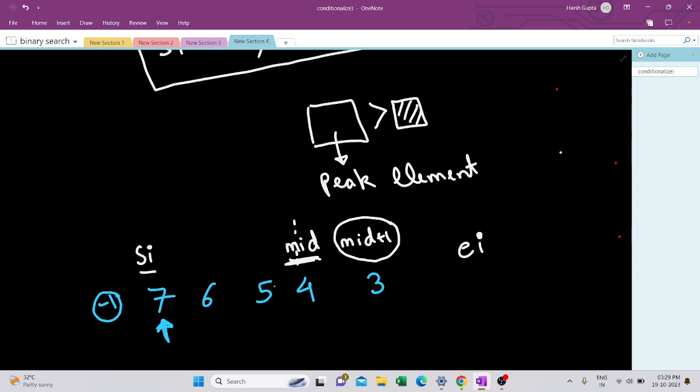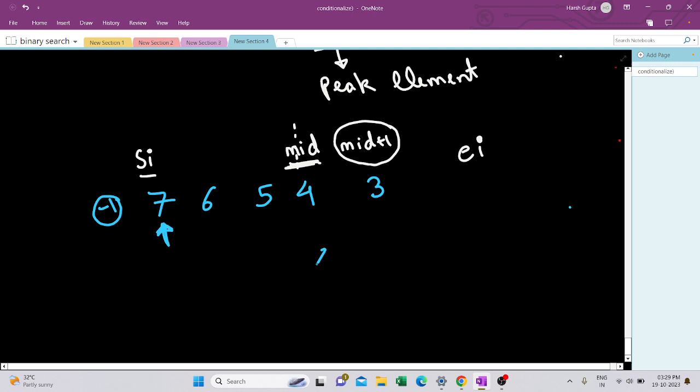Similarly, suppose it does not keep on increasing and at some point it decreases. Let's suppose this value is 4, this value is 5, but then this value is less than 5, that is 4, and it happens somewhere in between. This is the case. So can we say that this 5 is the peak element? This 5 is the peak element, right?